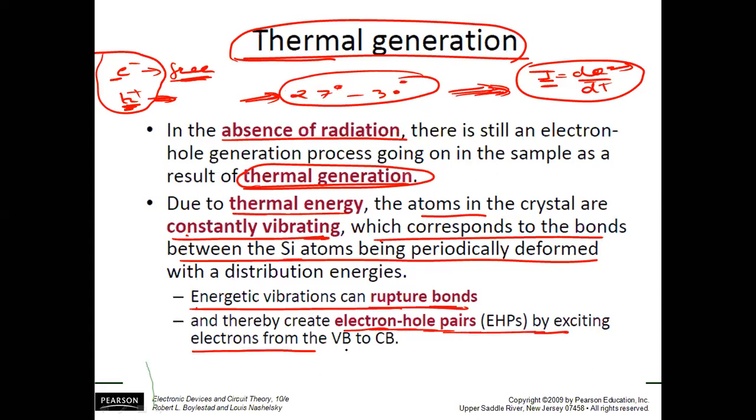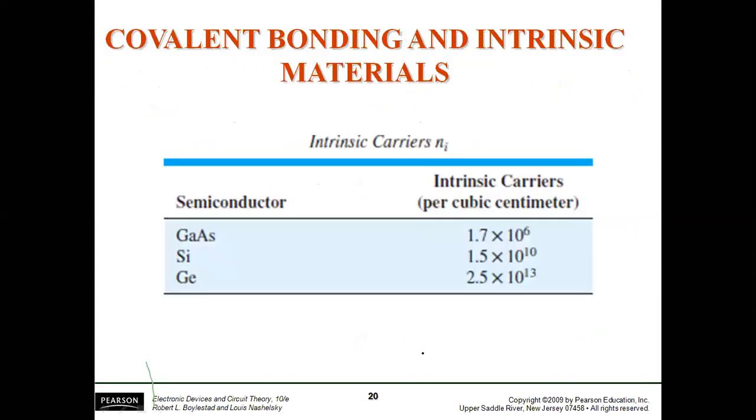So there is a fixed amount of electrons and holes present in an intrinsic semiconductor because of the thermal generation, and its value is given here. For silicon, we have 1.5 into 10 to the power 10. It is written that per cubic centimeter. So if you take a cube like this of dimension 1 cross 1 cross 1, and this is made up of silicon, so the number of free electrons in this silicon will be 1.5 into 10 to the power 10.